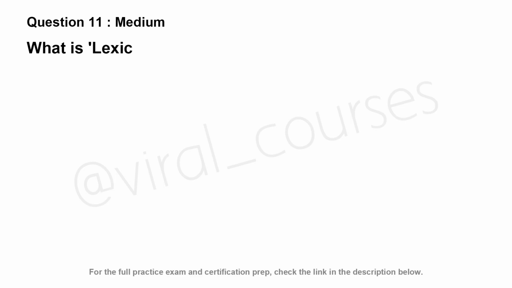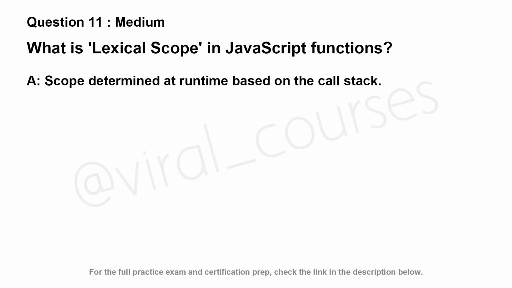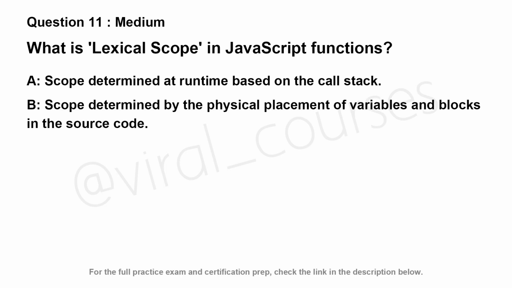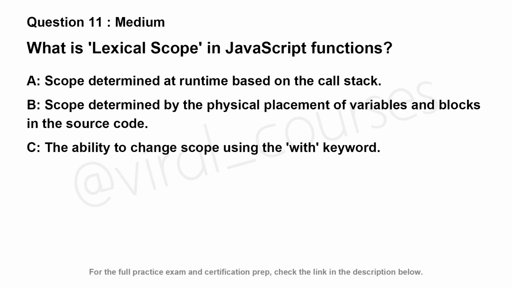What is lexical scope in JavaScript functions? Option A. Scope determined at runtime based on the call stack. Option B. Scope determined by the physical placement of variables and blocks in the source code. Option C. The ability to change scope using the with keyword. Option D. A scope that only exists inside loops.